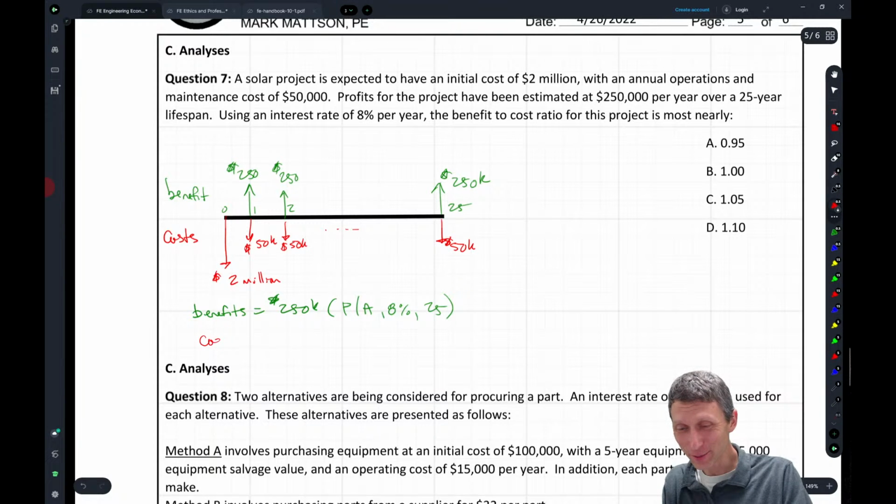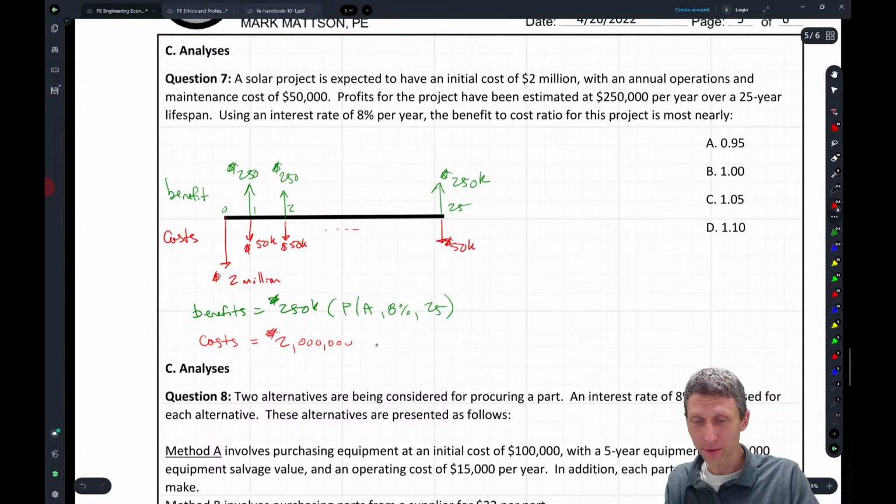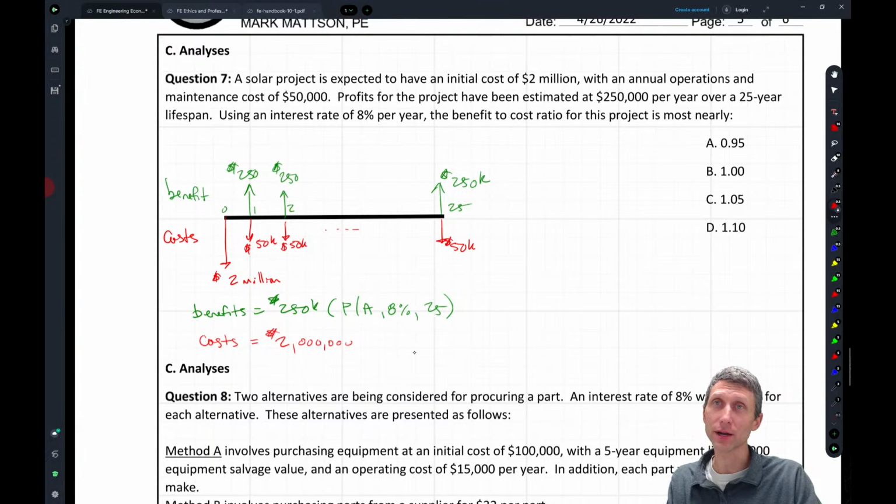So what are the costs? Well, we have $2 million, and that's just a cost. That's a straight-up cost. There's no factor on that. But then what else are we going to have? We're going to have $50,000 every year.